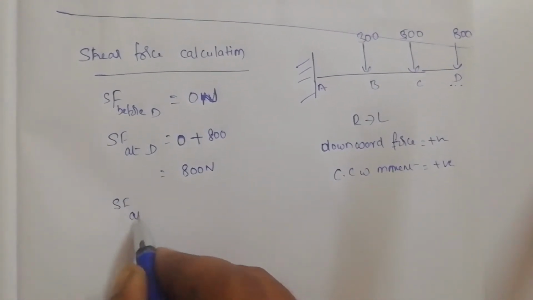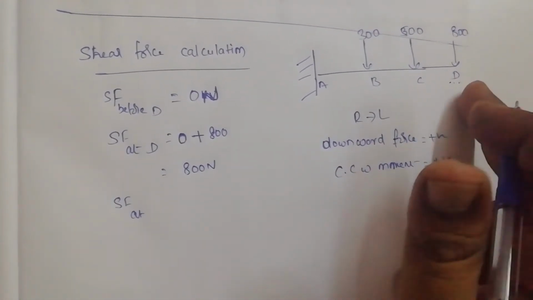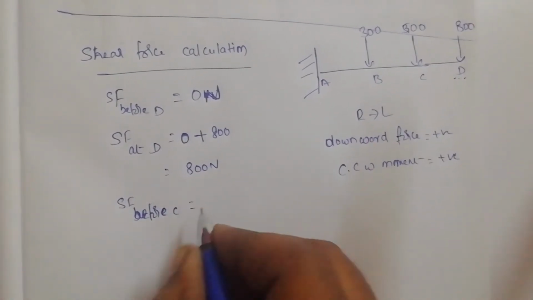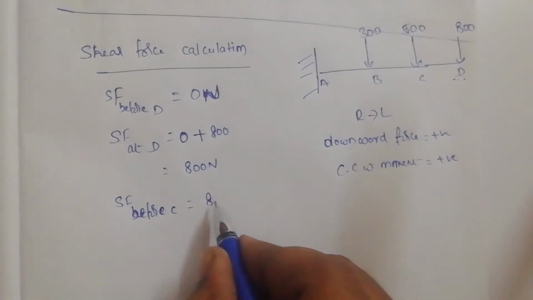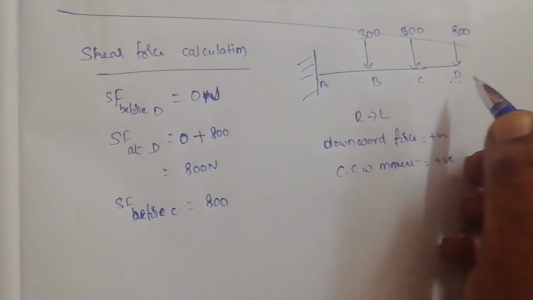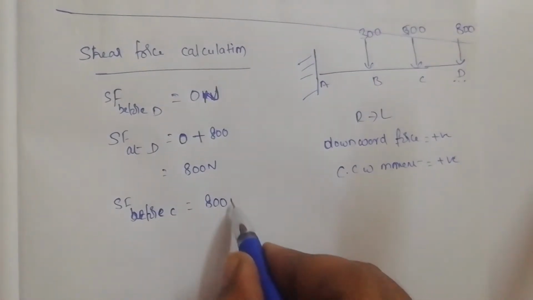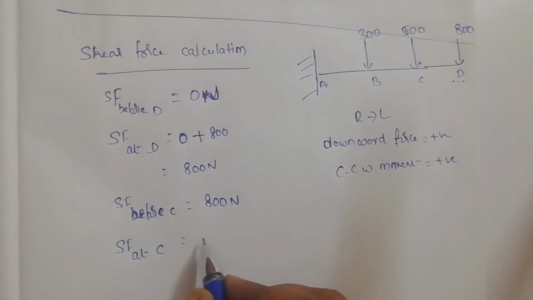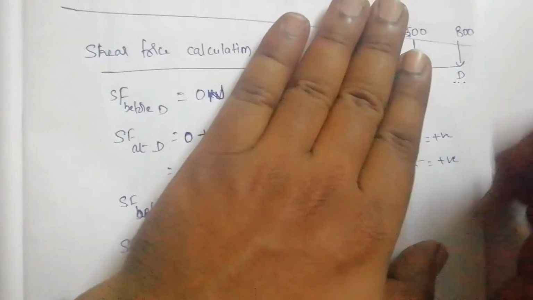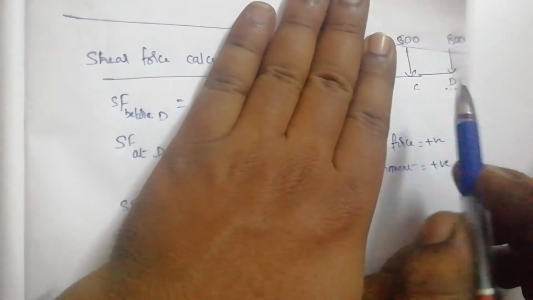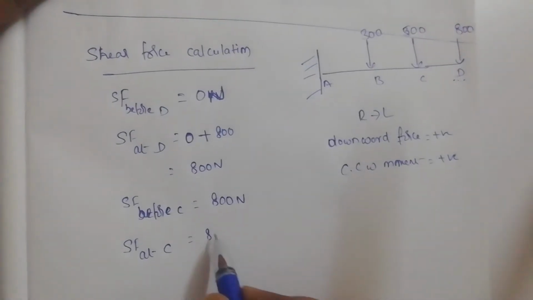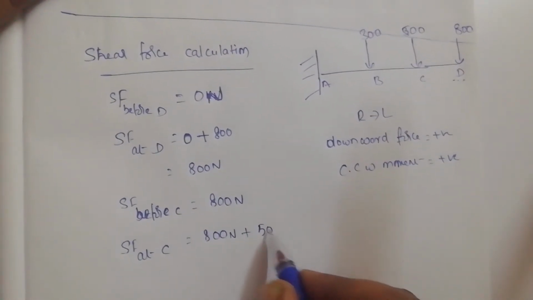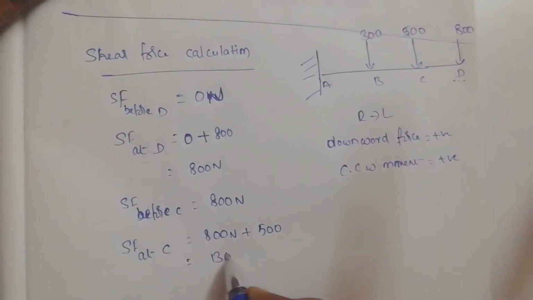Next is shear force before point C. After D you have point C, so you have to take before C. Every time you have to remember this: before C we have the load at point D. So this answer is 800 newtons. Next is shear force at point C. At point C, you have to consider the loads to the right of it as well as at the point. To the right we have 800 newtons plus 500, which is also acting downward, so I take it as plus. So that is 1300 newtons.